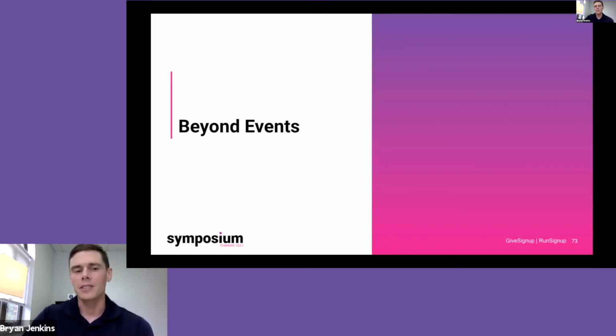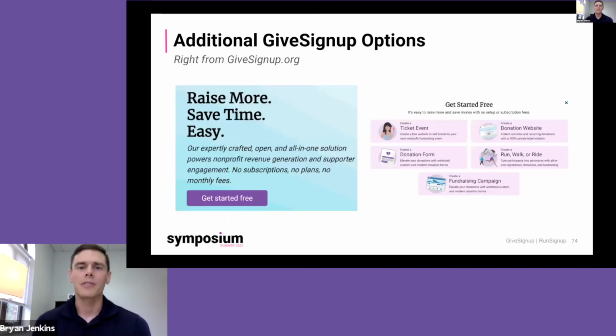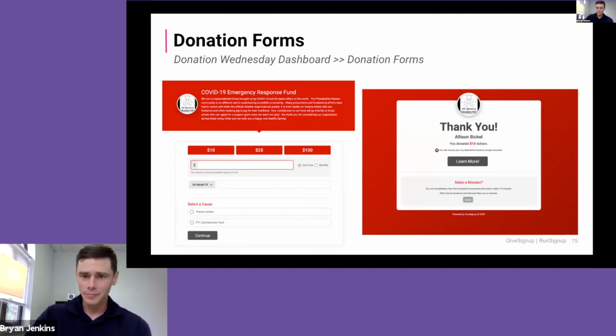So beyond events, some of the additional things that we can potentially help you with on the GiveSignup side: we've got ticketed events, donation forms, and donation websites. Of course, we've got the Run, Walk, Ride platform, and then also just generally fundraising campaigns. So, showing you donation forms, these are quick and easy.